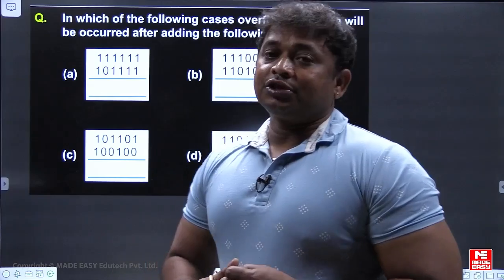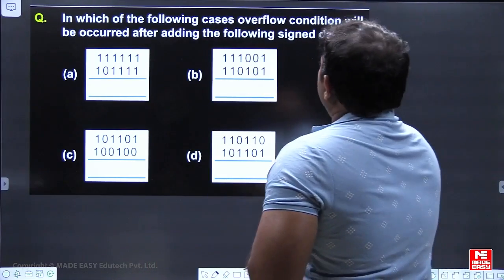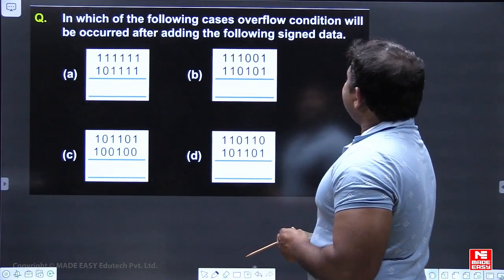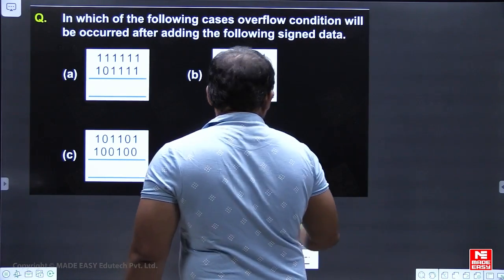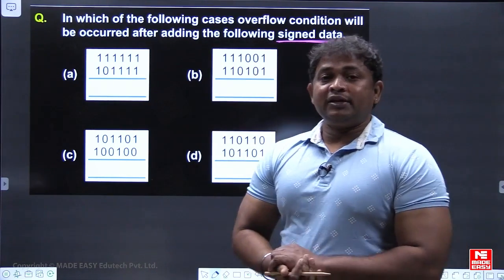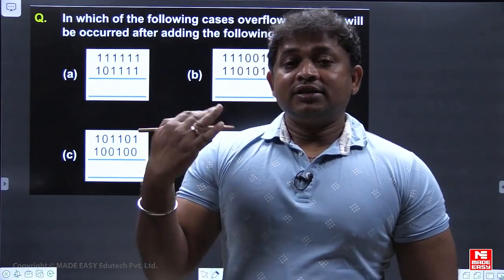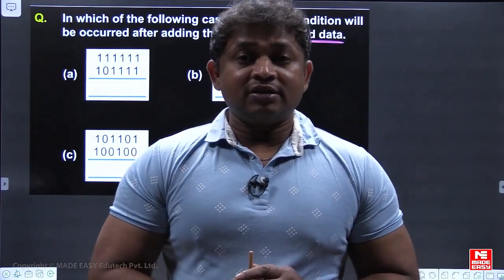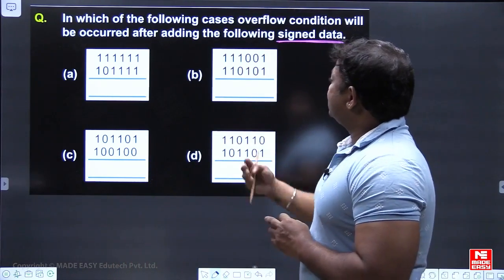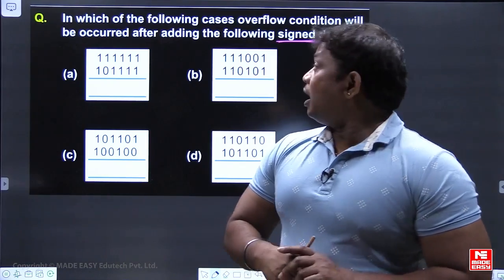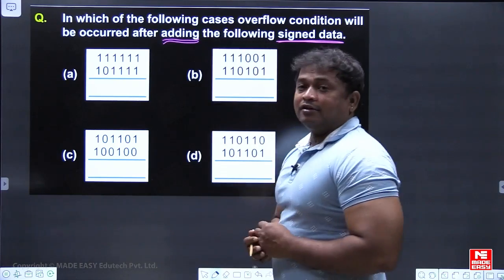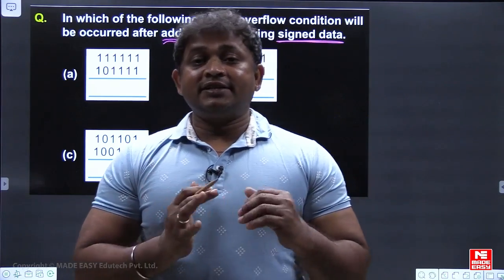Students, read the question. In which of the following cases overflow condition will occur after adding the following signed data? See, they gave the signed data. Signed data by default is 2's complement data. After adding the signed data, in which of the following cases overflow condition occurs? There are 4 options given. We need to do the addition operation. After addition operation, in how many cases overflow condition occurred? Overflow condition means range exceeding condition.